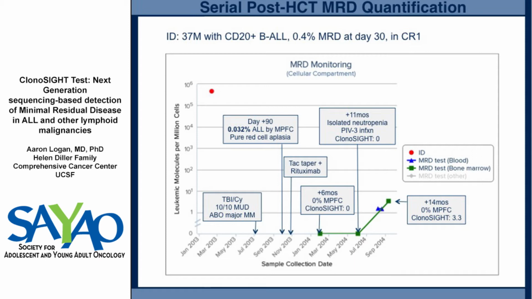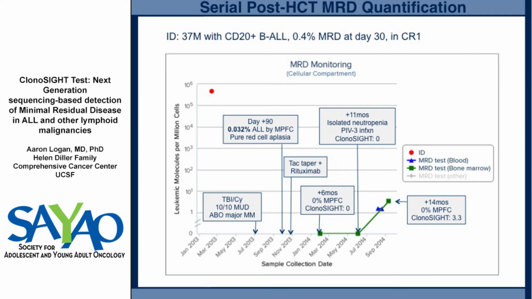He also had pure red cell aplasia, and so to deal with this, I tapered his tacrolimus, and I told his insurance company that I was using rituximab to treat the pure red cell aplasia, but his MRD was CD20 positive, so it was as much for the MRD as for the pure red cell aplasia. By 3 months after that, I did have the ClonoSIGHT assay set up with Sequenta, and to be fair, I sent it to both Seattle and to Sequenta. We had 0% disease by multi-parameter flow, and we had 0% disease by ClonoSIGHT.